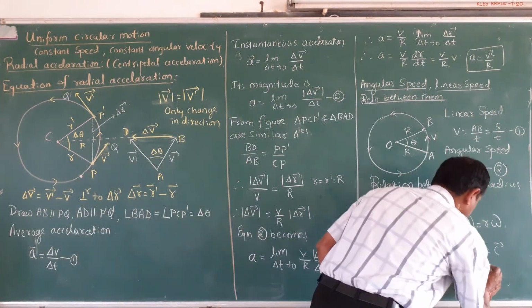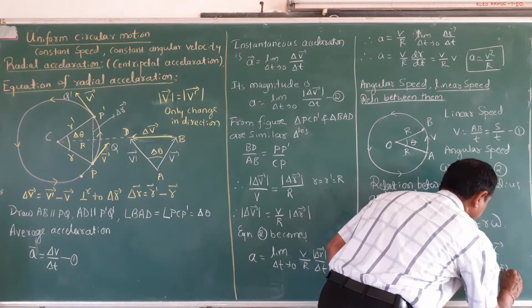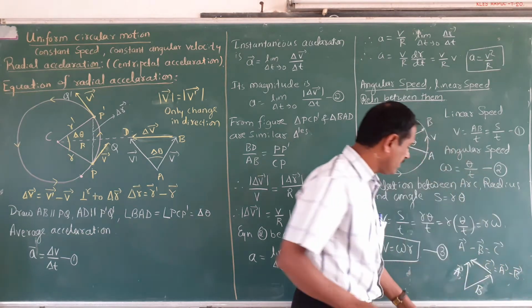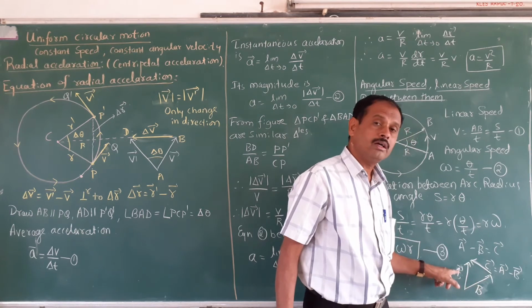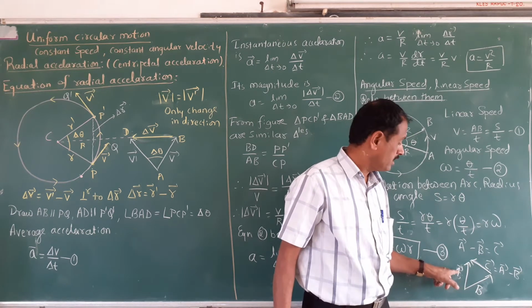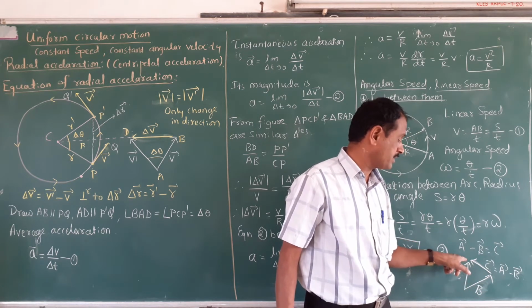This gives the vector C, that is vector A minus vector B.